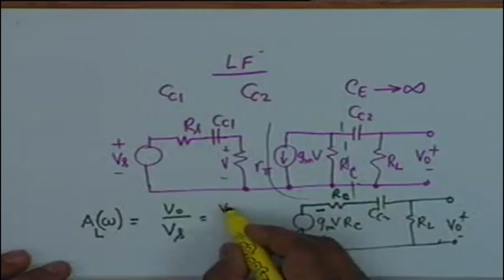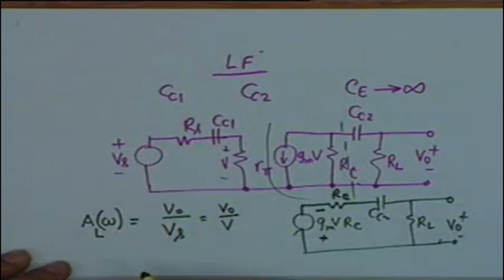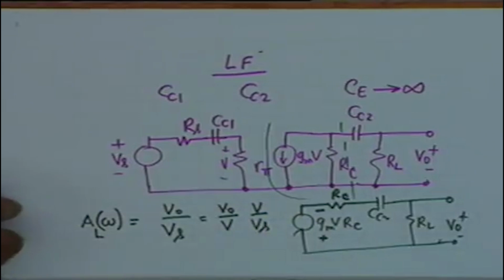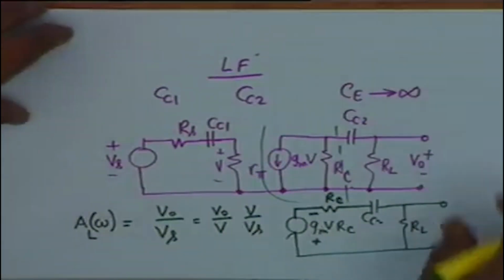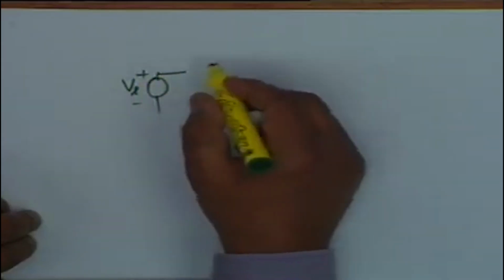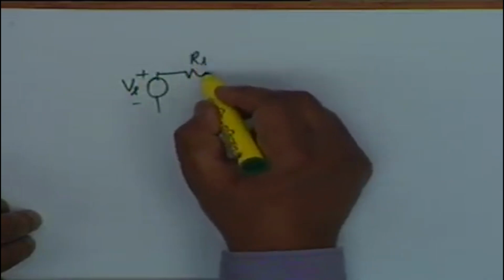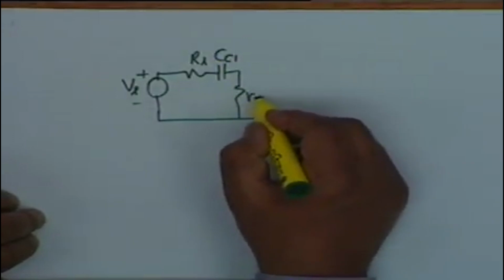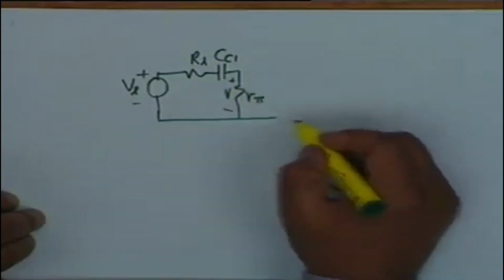Input part is this, output part is this, and the analysis can be done by inspection, just by looking at the circuit, because you see V0 by Vs can be written as V0 by V multiplied by V by Vs. Now, let us look at this circuit once again and calculate these two quantities separately. Our equivalent circuit, let us draw it again. Vs, Rs, CC1, R pi, and this voltage is V.